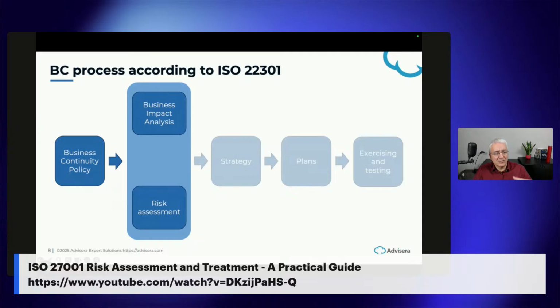Again, this whole idea of using information security risk assessment for business continuity risk assessment is fine, and yeah, you can basically do it this way. So I'll come back to business impact analysis in the next slide, but let me just move forward and explain to you what these core elements are.